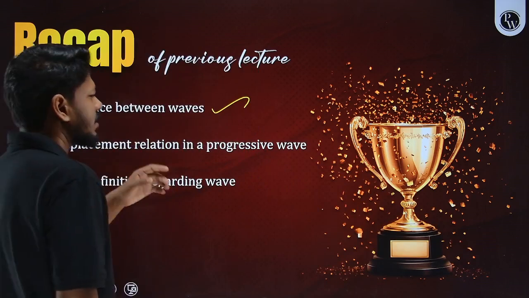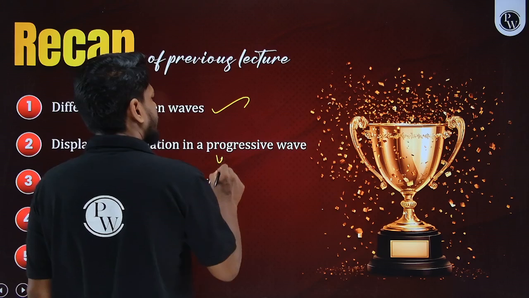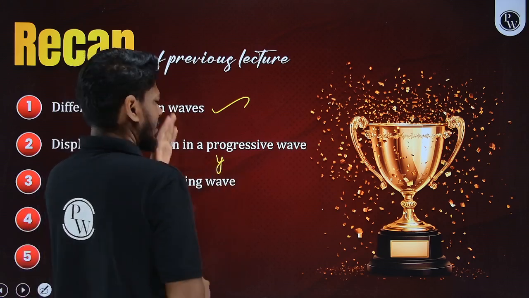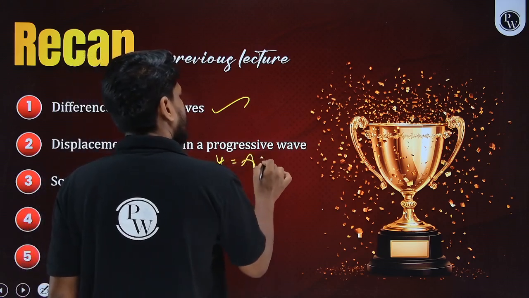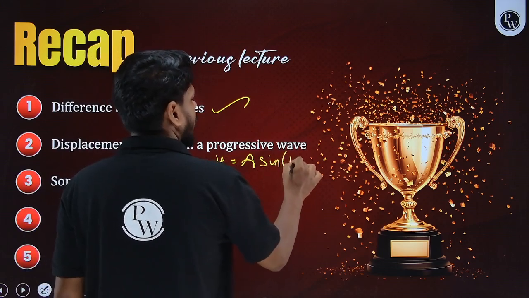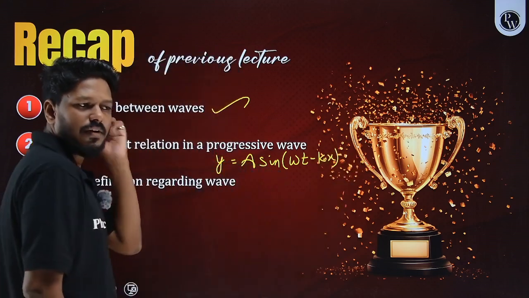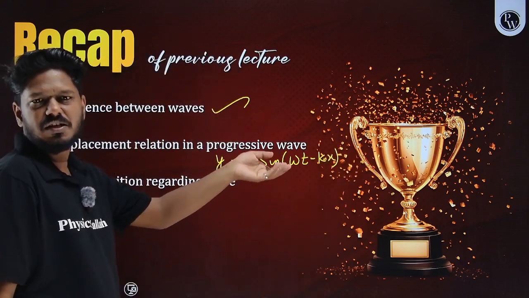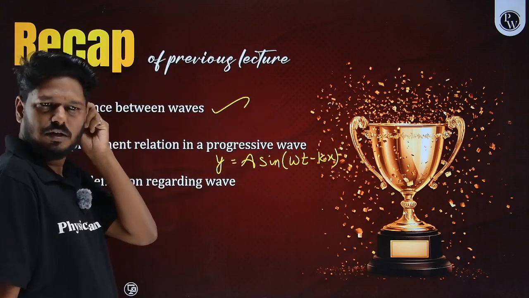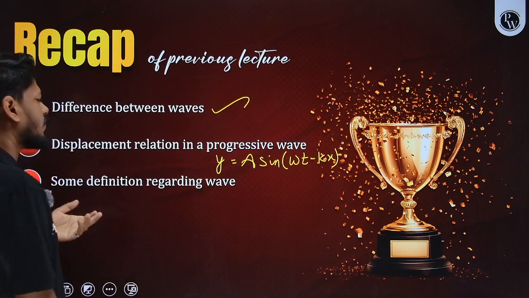So displacement relationship in a progressive wave, how do we write a displacement? If the particles are oscillating in the y-axis, y equals A sine of omega t minus kx. This is how we write a wave equation. And if there is some initial phase, we can write it as plus phi. Then we saw some definitions regarding wave.